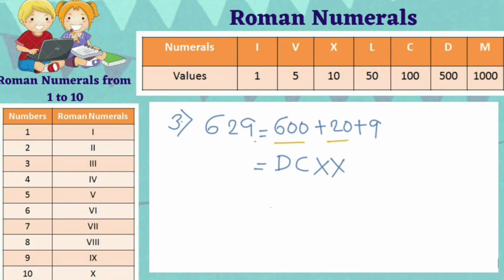XX. And what is the Roman numeral of 9? Very good, it is IX. So here I got an answer. That is the Roman numeral of 629 is DCXXIX. Hope you understood the conversion of a number to a Roman numeral. Now further we will be learning about how to do the conversion of Roman numerals to numbers.